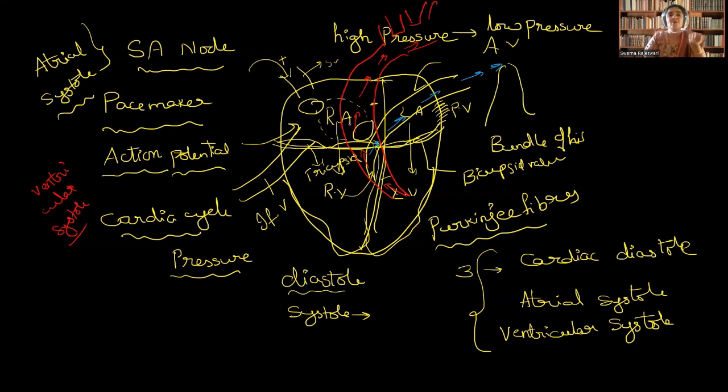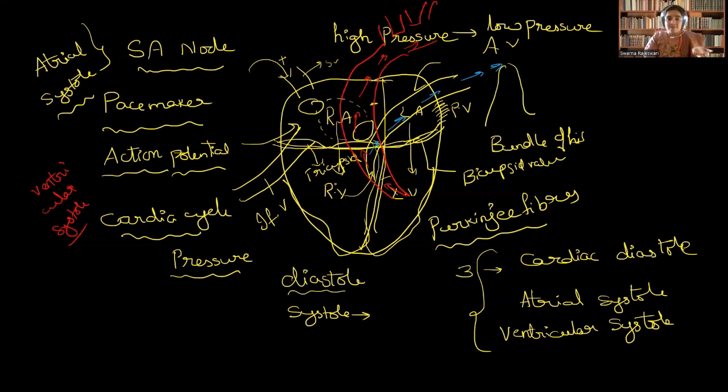Now what happens? It causes contraction of the atria. So when the atria contract, which we call atrial systole, the valves present on the septum, that is the bicuspid as well as the tricuspid valve, open, pushing the blood from the auricles into the ventricle.